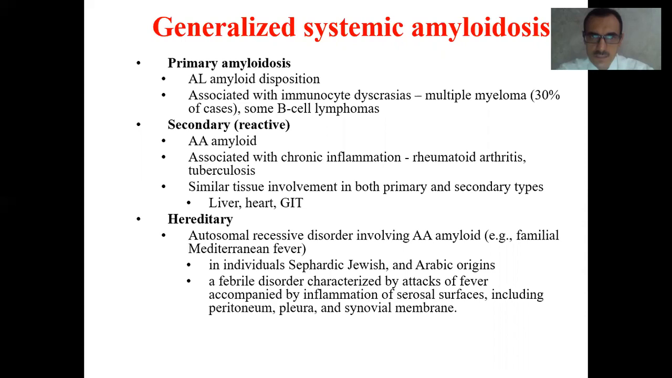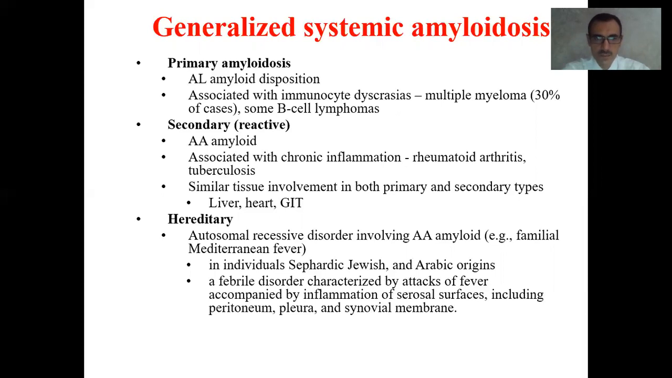In generalized systemic amyloidosis, as we said, there is primary amyloidosis, AL amyloid deposition associated with immunocyte dyscrasias, multiple myeloma in 30% of cases, and some B-cell lymphomas. Then secondary or reactive amyloidosis. Here, chemically, this is the AA amyloid associated with chronic inflammation. Both primary and secondary types show similar tissue involvement in the liver, heart, and gastrointestinal tract.